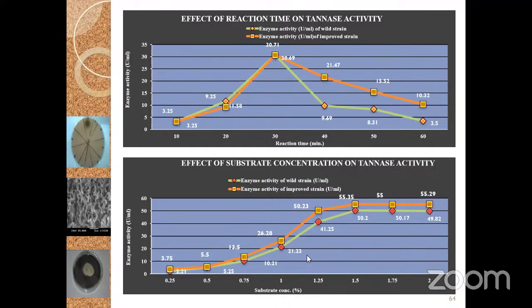Then the effect of substrate concentration was carried out, with different substrate concentrations starting from 0.25% to 2% used for this study. It was observed that if there is an increase in the substrate concentration above 1.25%, there is no further increase in the enzyme activity. The optimum substrate concentration is 1.25% for the wild type strain as well as the improved strain.